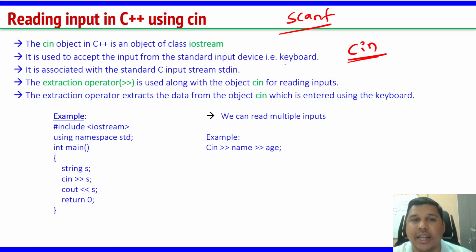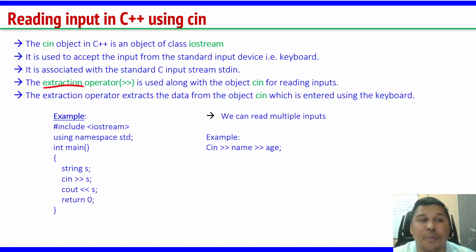cin. It is available in the iostream header file, and it is used to accept the input from the keyboard. So how do we use this? We have to use the extraction operator. This is called the extraction operator.